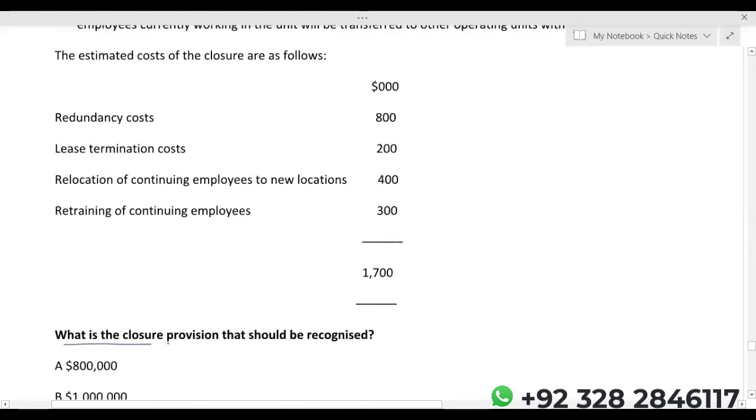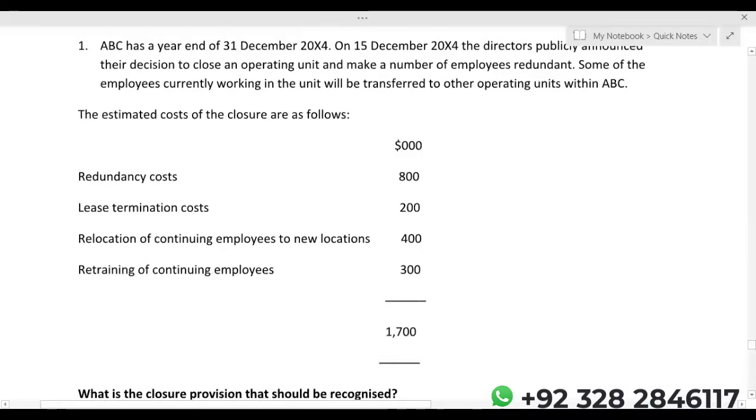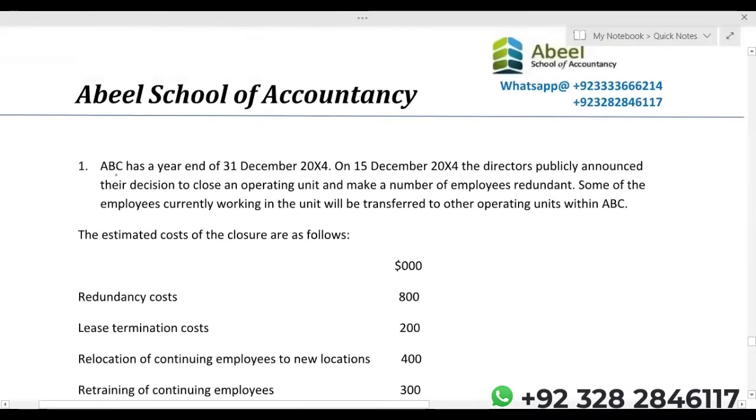What is the closure provision that should be recognized? Now, students, when the examiner says closure provision, actually IAS 37 should come to your mind. According to IAS 37, only the provision which relates to the restructuring will be recognized. ABC has a year-end 31st December X4. On 31st December X4, the directors publicly announced their decision to close an operating unit and make a number of employees redundant. Some of the employees currently working in the unit will be transferred to other operating units within ABC.